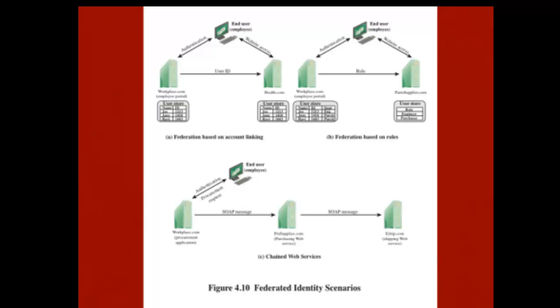The purchasing web service then sends a SOAP message to its shipping partner to fulfill the order. The message includes Pin Supplies' security token in the envelope header and the list of items to be shipped, as well as the end user's shipping information in the envelope body. The shipping web service authenticates the request and processes the shipment order.